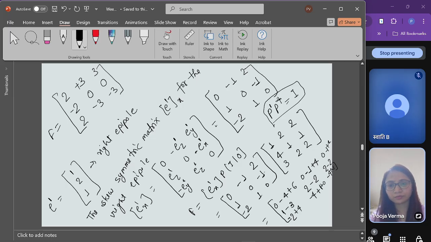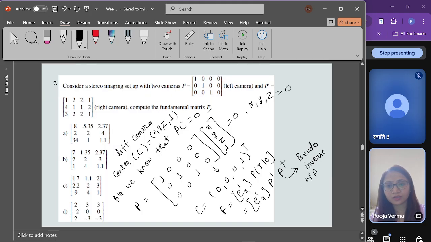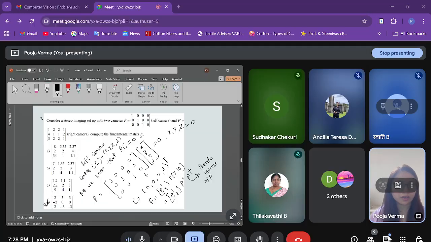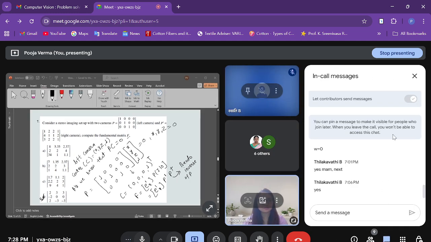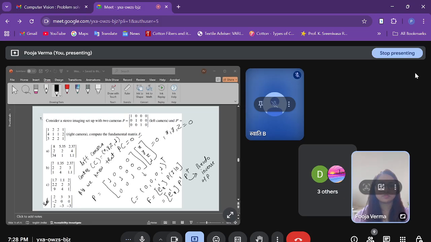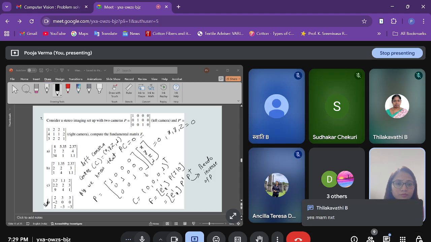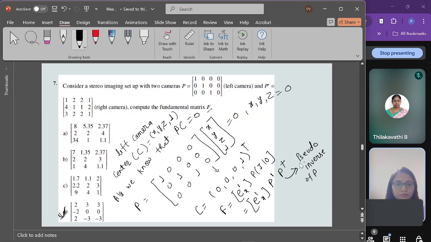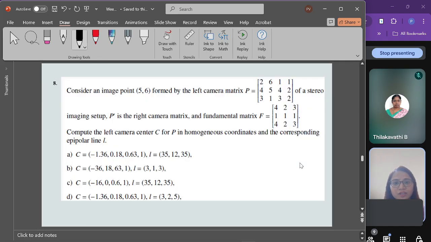Okay, so let's check with the options: 2, 3, 3 and then minus 2, 0, 0, 2 minus 3. So option D is the correct answer for this question. Okay, so have you understood this question? Does any one of you have any doubt, or can we move to the next question? Okay, so moving to the next question.